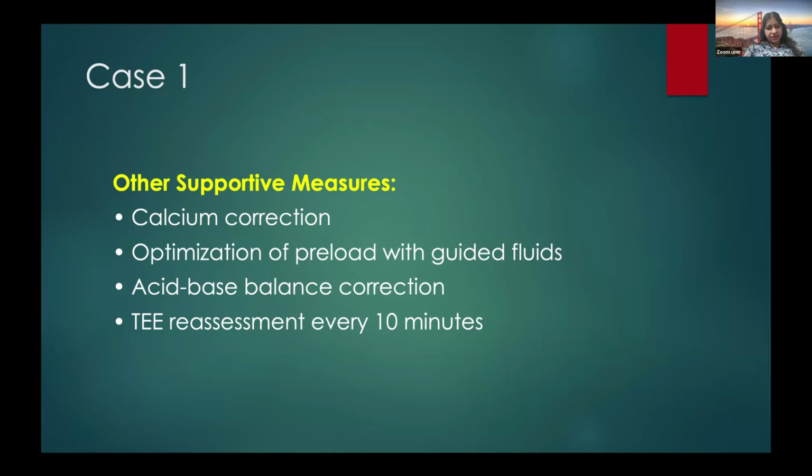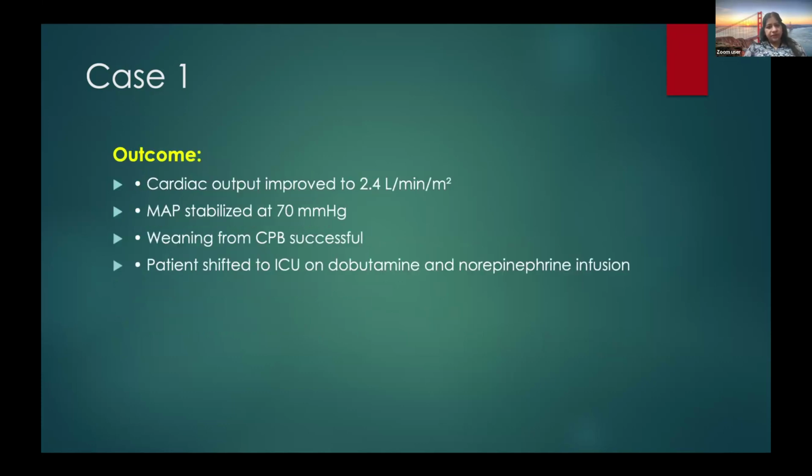And we have done the acid-base balance corrections, and we have reassessed the condition of the LV function every 10 minutes with the help of the transesophageal echocardiography. And the outcome postoperatively: with time, the patient improved. Cardiac index improved to 2.4 liters per minute per meter square with the mean arterial pressure stabilized using the inotropes at around 70 millimeters of mercury. We were successful in weaning the patient from the cardiopulmonary bypass, and the patient was shifted to ICU on dobutamine and norepinephrine infusions.